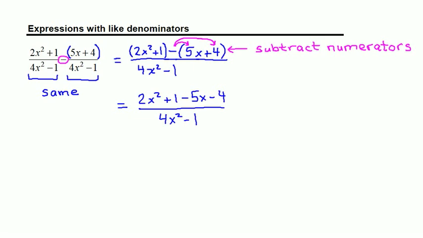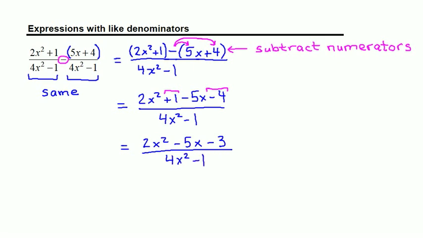We are now ready to combine like terms and maybe factor if possible. I can see that I have a plus 1 and a minus 4 in the numerator that are both like terms. I'll combine those and write it again: 2x squared minus 5x, and then the plus 1 and minus 4 combine to get minus 3 as my constant term. This is all over 4x squared minus 1.